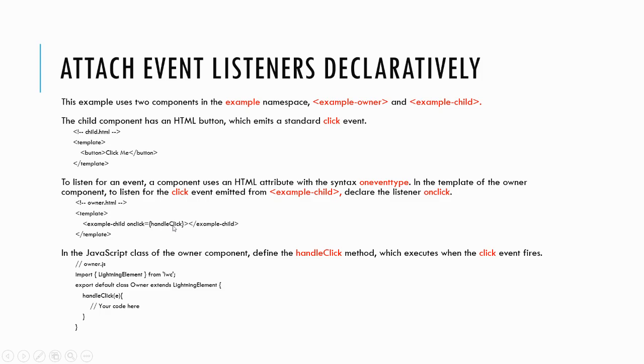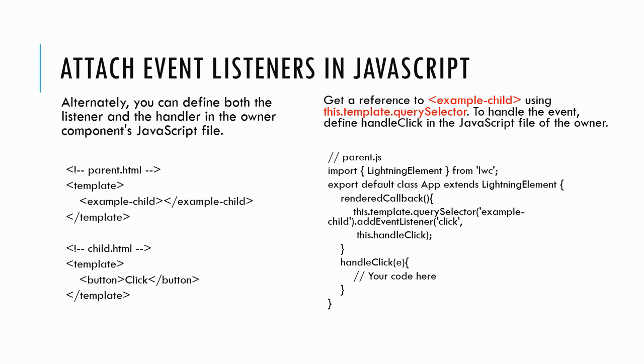And then we have a function over here. Whenever the button is clicked in the child component, it is listened to by the parent with the help of the on event type syntax, which is onclick, and then in handleClick, we can have our own functions or operations, whatever we want to execute. So this is how we can attach event listeners declaratively.